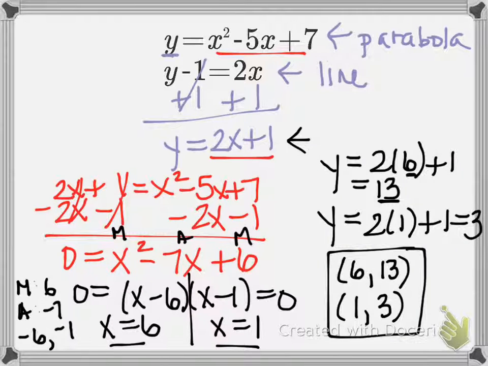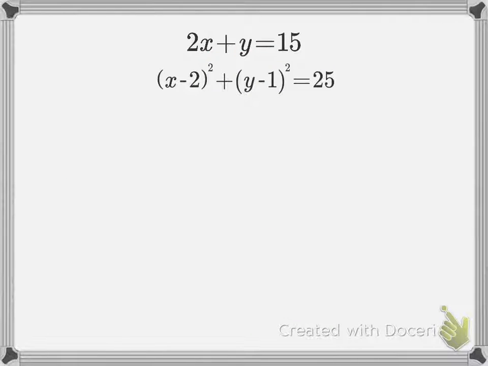One way you could check this, if you really wanted to, is you could graph the line and the parabola, or you could graph them both in your calculator and look to see that those points of intersection match what you see. Okay, here's another example.